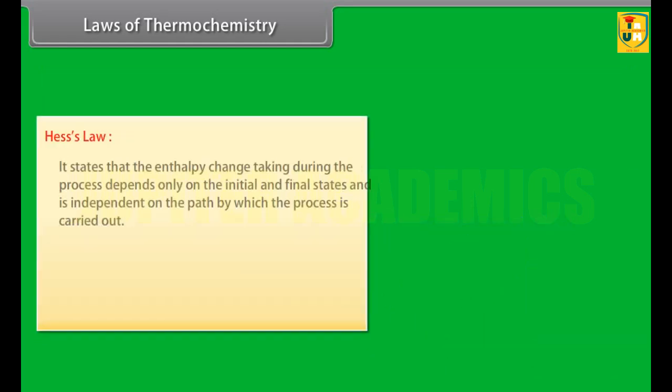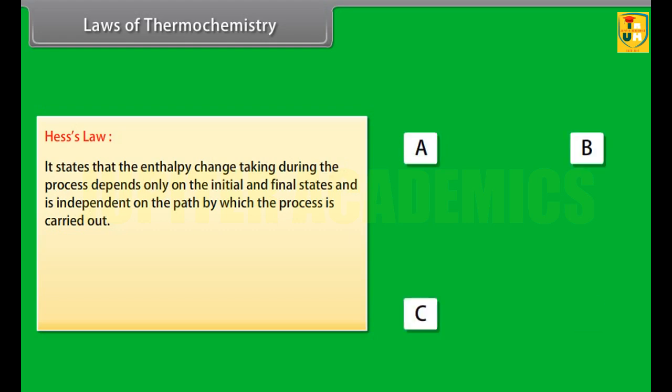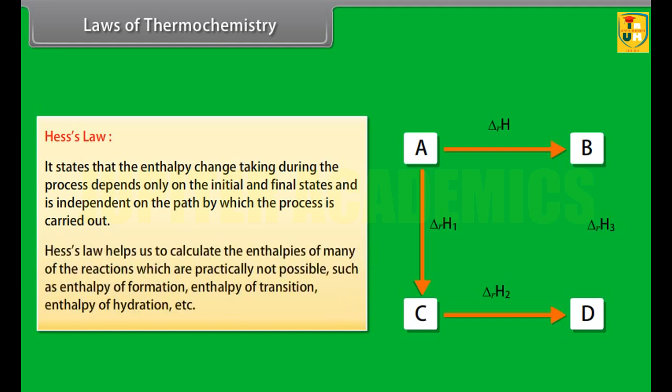Hess's law. Hess's law states that the enthalpy change taking place during the process depends only on the initial and final states and is independent of the path by which the process is carried out. Hess's law helps us to calculate the enthalpies of many of the reactions which are practically not possible, such as enthalpy of formation, enthalpy of transition, enthalpy of hydration, etc.